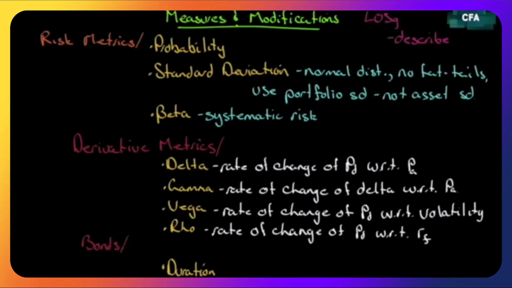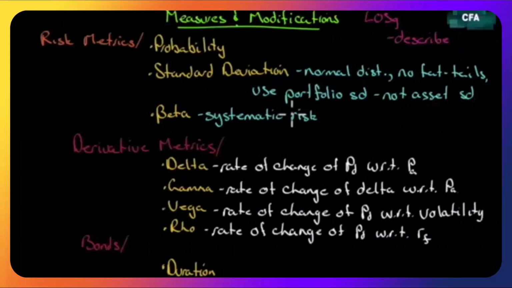So let's look at different measures first, and then we'll go into modifications. As far as different risk metrics we can follow: probability, standard deviation, beta. We covered this extensively in quantitative analysis. For standard deviation, let's just remember that was the normal distribution only. We assume no fat tails. And we're going to use portfolio standard deviation. Remember, risk at the level of the whole, not asset standard deviation. And beta is our measure of systematic risk.